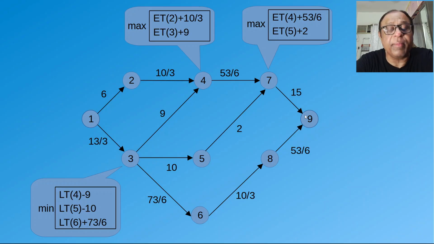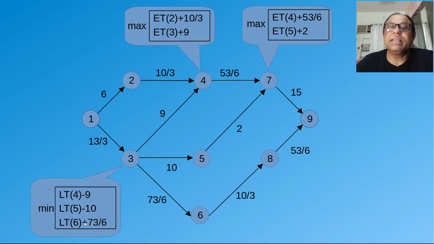Now, what is going to be the late time at 3? The late time at 3 is going to be the late time at 4, the late time at 5, and the late time at 6. Written here, late time 4, late time 5, and late time 6. And from this, we subtract the time required to come from 4 to 3, which is nothing but the time required to go from 3 to 4. That is 9. And the time required to come from 3 to 5, which is again going to be 5 to 3, which is going to be 10. And similarly, we are going to say for 3 to 6.